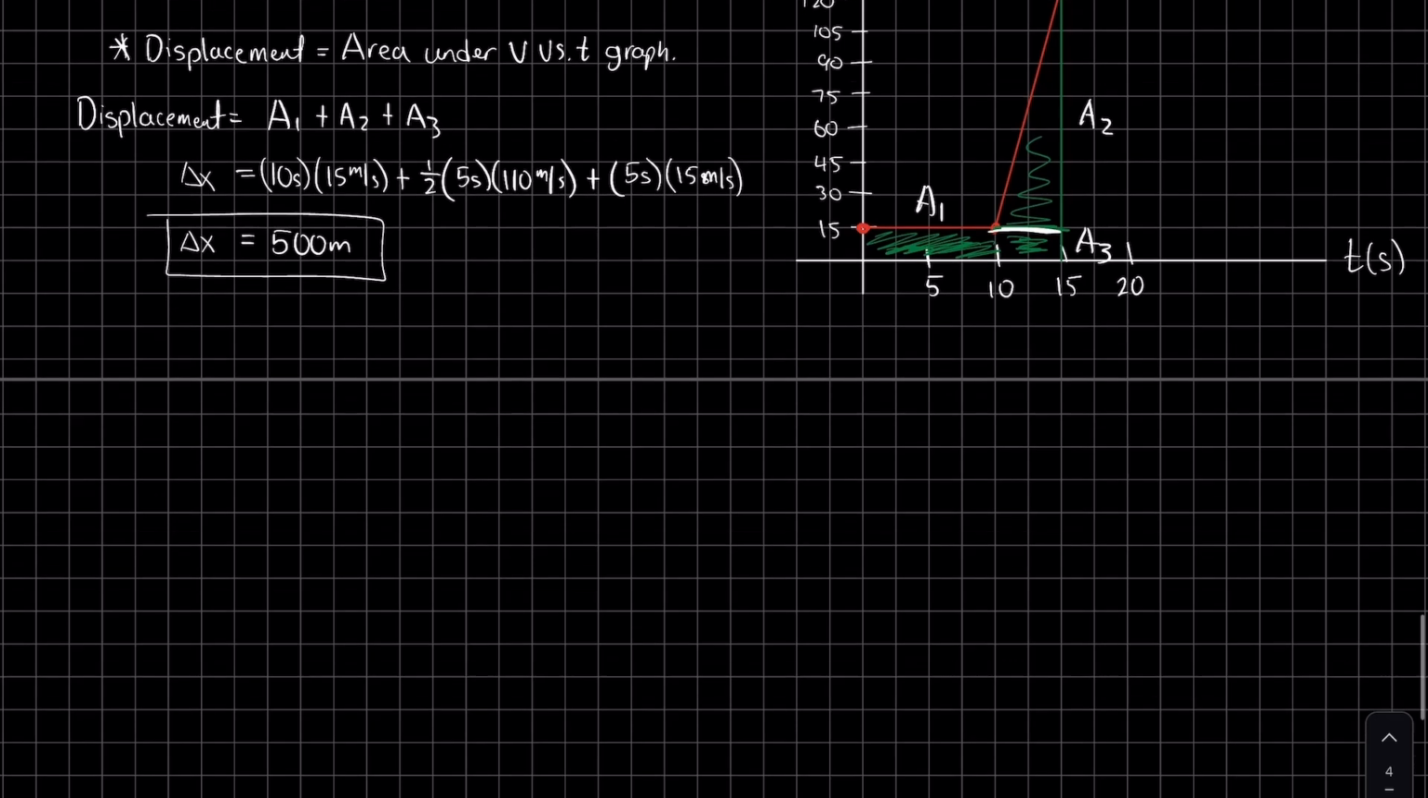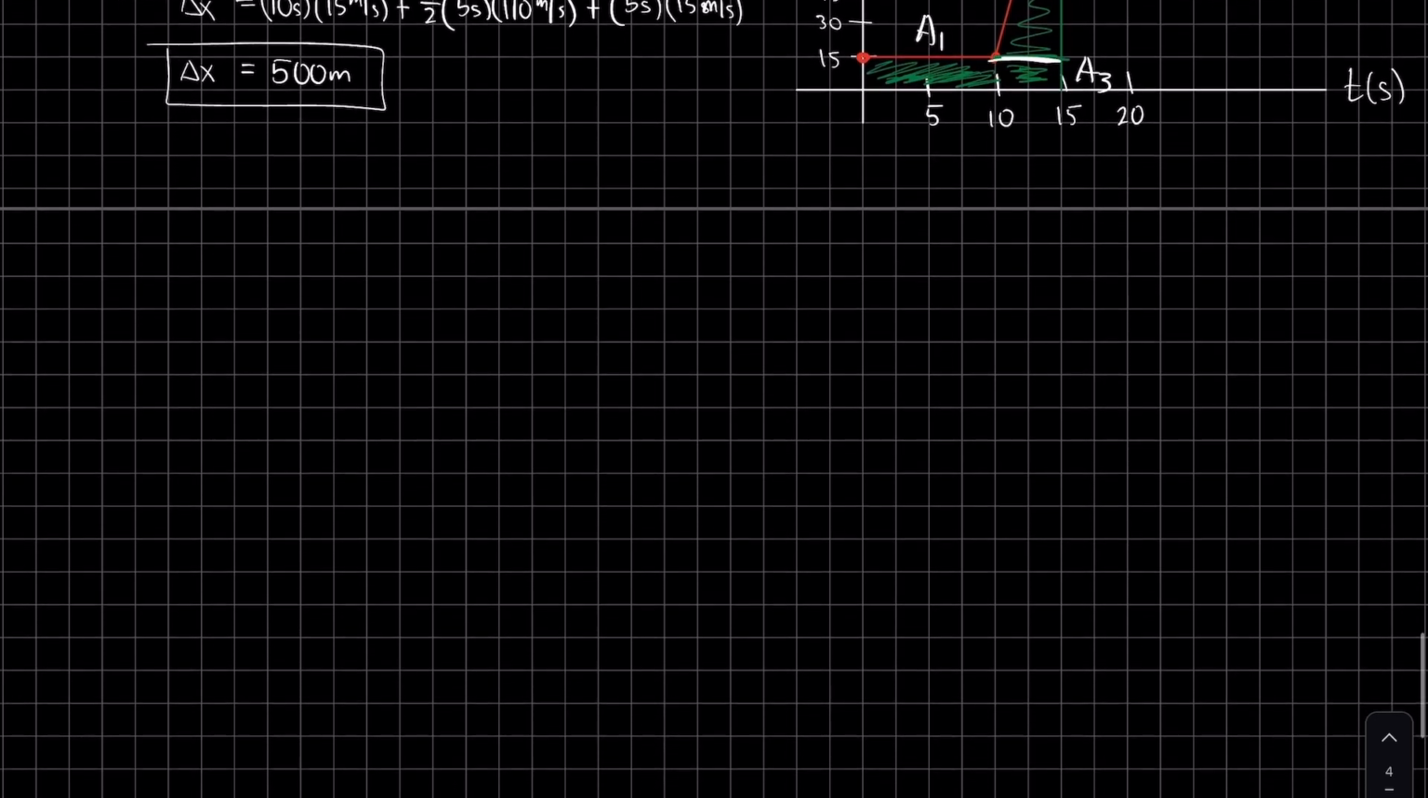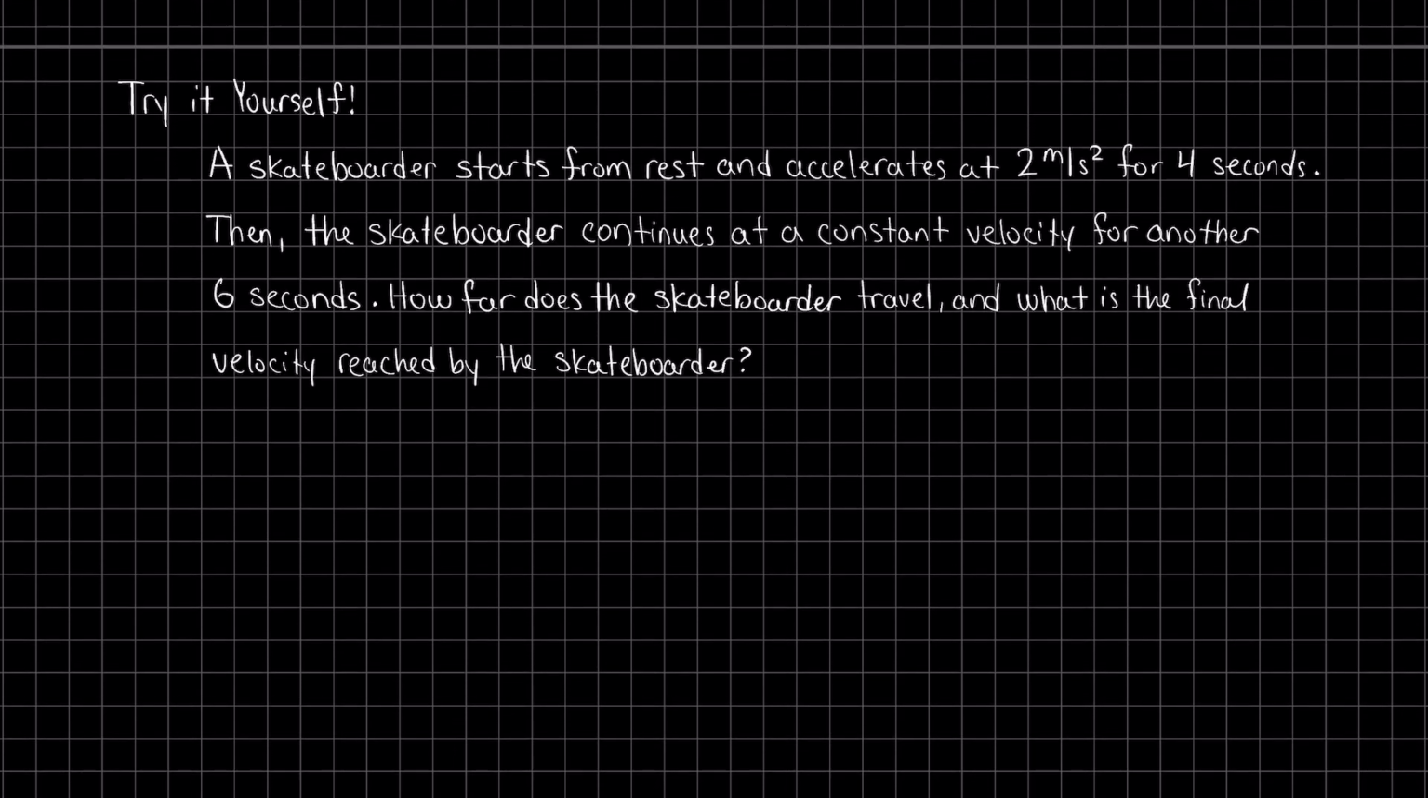The last thing for today is a try it yourself. So the try it yourself question reads, a skateboarder starts from rest and accelerates at 2 meters per second squared for 4 seconds. Then the skateboarder continues at a constant velocity for another 6 seconds. How far does the skateboarder travel, and what is the final velocity reached by the skateboarder? So that is going to wrap up today's lesson on solving one-dimensional motion problems.